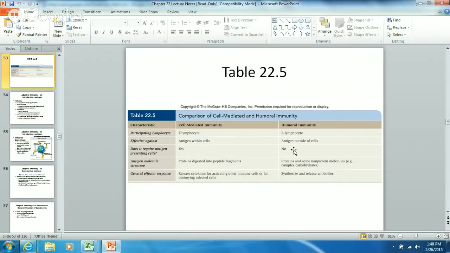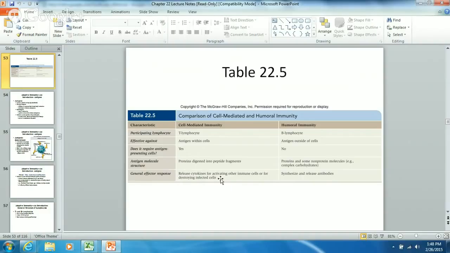And then you can see here the antigen molecule structure. We'll talk about that in a separate video. And then the general effector response. Generally, what happens with cell-mediated immunity is there's a release of cytokines for activating other immune cells or for destroying infected cells. So once the cytotoxic T cell finds an infected cell, the cytotoxic T cell is activated. And once it's activated, it can release cytokines, and then more cytotoxic T cells will activate. And then they'll begin to go around destroying more of the infected cells.